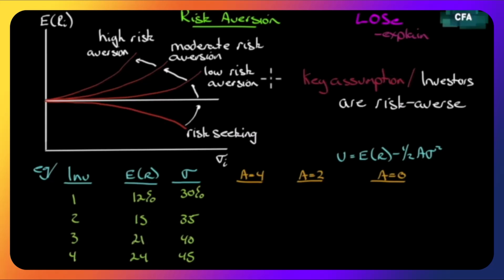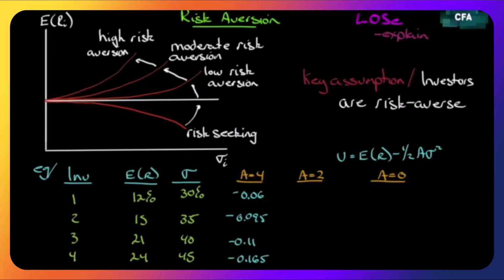So all we're going to do is use the utility function that we have: our expected return minus 1/2 A times the variance. And here we just have standard deviation. So if you put in 12% here minus 1/2 A, plug in your 4, and then your 30% squared, or your 0.3 squared, you will get negative 0.06 for here. Here you'll get negative 0.095. This will give you negative 0.11, and here you get negative 0.165. Which one would a risk-averse investor choose?